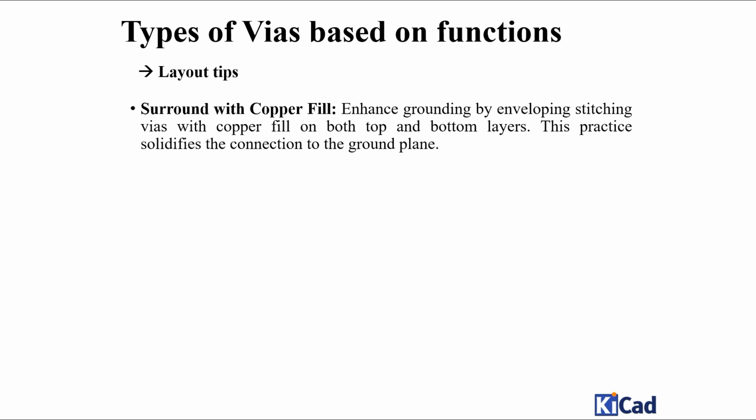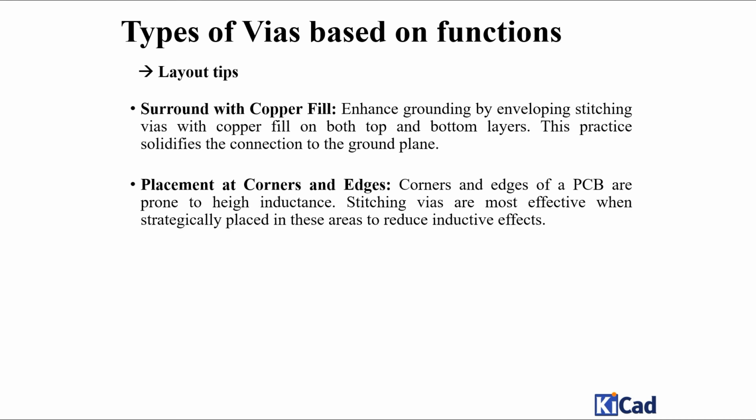So, layout tips for stitching vias. The first tip is to surround them with copper fill. Enhance grounding by developing stitching vias with copper fill on both top and bottom layers. This practice solidifies the connection to the ground plane.